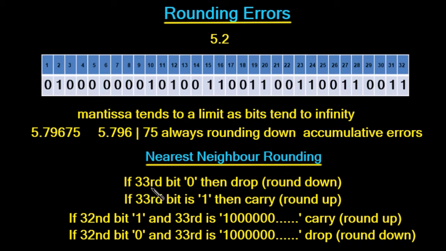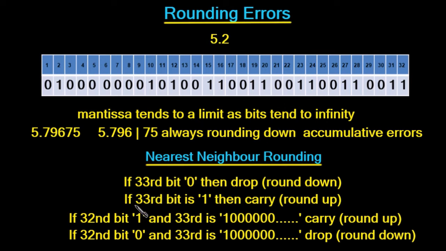So if the 33rd bit, the bit that sits outside our bit stream, has a value of 0, then we can drop what is left over. In effect we'll just be rounding down. This is equivalent to having, for example, the decimal number 5.2 and rounding down to the nearest 0, so this would be 5.0.